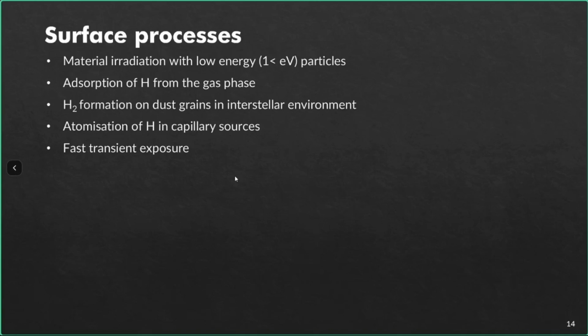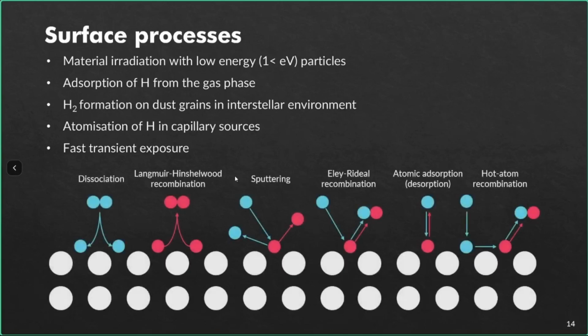The example that I like the most is that surface processes play a crucial role in the formation of molecular hydrogen in the interstellar environment, since molecular hydrogen forms more effectively on the surfaces of dust grains. And there are a lot of surface mechanisms that sometimes should be considered, apart from the classical, I would say, dissociation and the Langmuir-Hinshelwood recombination, which is recombination of two adsorbed atoms.